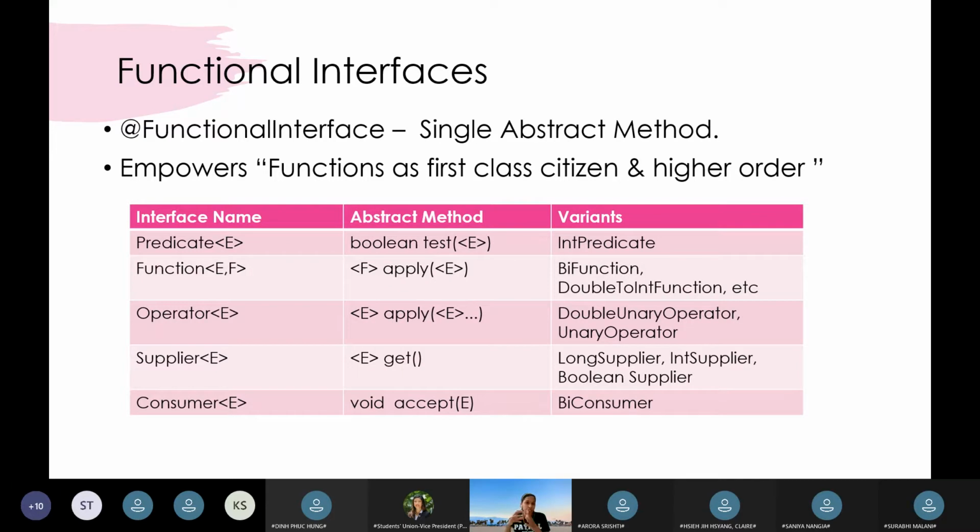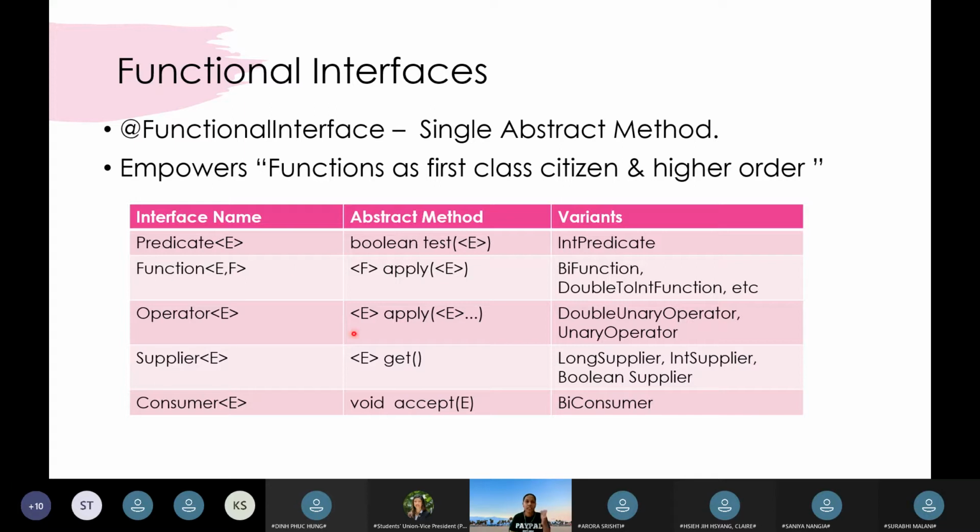So functional interfaces in Java 8 can be categorized into 5 different categories, which are listed here. And in each of these categories, we again have variants based on the data type that we are working on. If we are working on only integers, then we have something called IntPredicate, etc. And based on the number of arguments with which we are working, if you have 2 arguments, we will have BiFunction, BiConsumer, etc. So based on that, we have the variants.